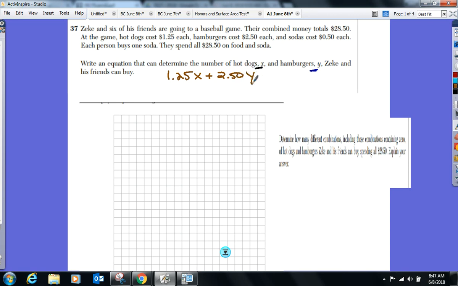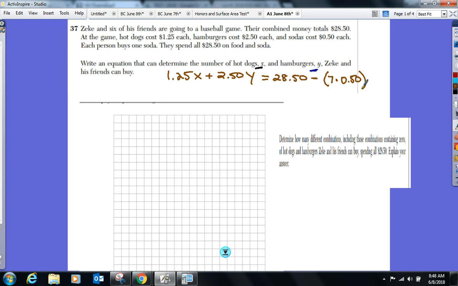How much did they spend total? $28.50. But unfortunately, this equation is totally incorrect because you're telling me the hot dogs and hamburgers cost $28.50 total. But he also bought something else. What else did they buy? Sodas, one apiece, right? How many people went? 6 and Zeke. So 7 people total. Each one bought a soda. So how many sodas were bought? 7 sodas for how much a piece? 50 cents. So I need to subtract that out of my $28.50.